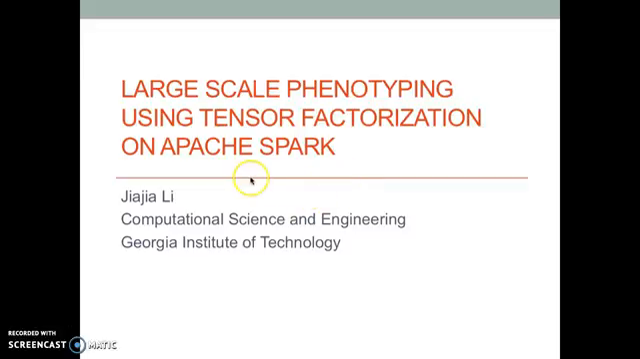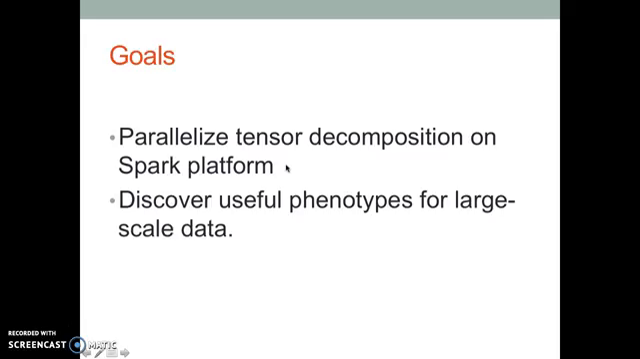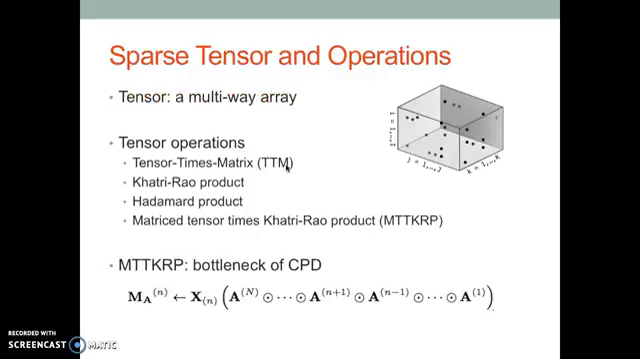Hello, my work is about large-scale phenotyping using tensor factorization on Apache Spark. The goals are twofold. First is to parallelize tensor decomposition on the Spark platform, and then to discover useful phenotypes for large-scale data. Let's see the background.